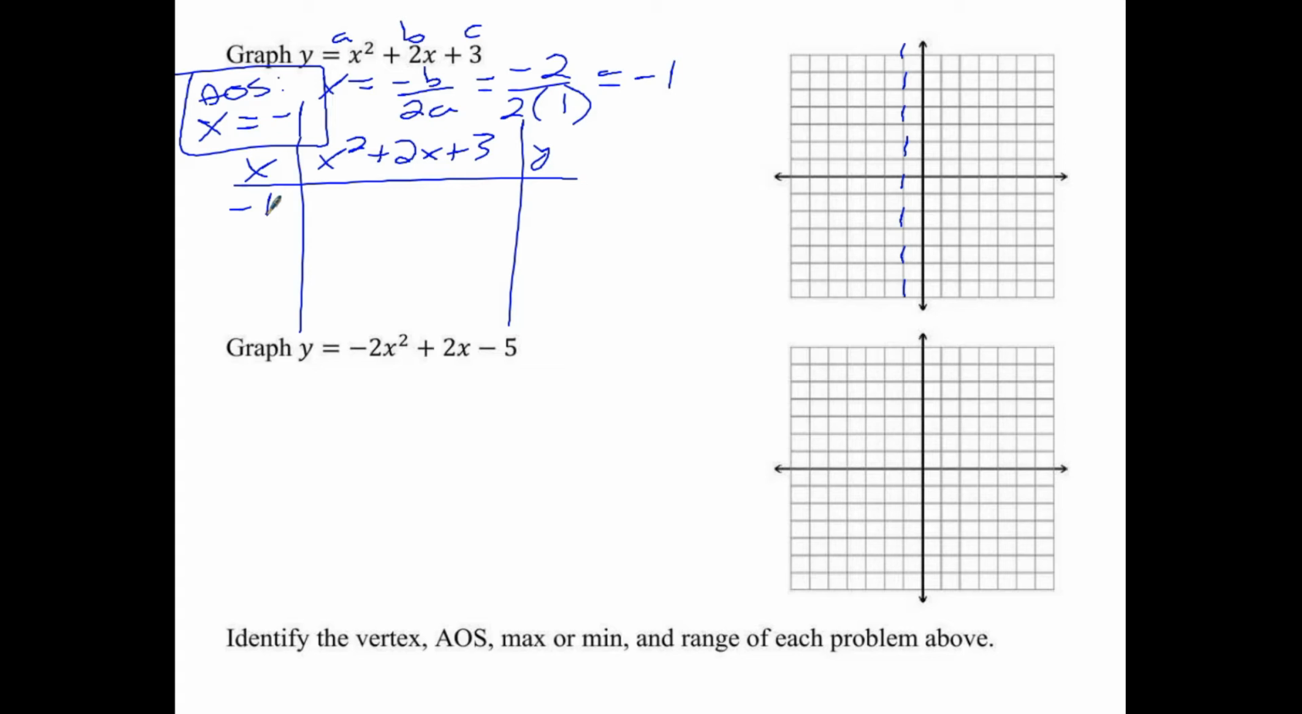And then I have a choice. I can go with numbers that are like 0, 1, and 2, numbers to the right of the axis of symmetry, or negative 2, negative 3, negative 4, numbers to the left of the axis of symmetry. What sounds easier? Right. Now, before I put those numbers in there, there's one point that I can get for free right now. What point is that?